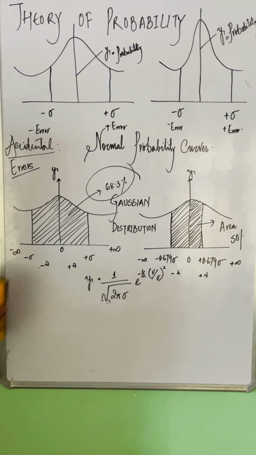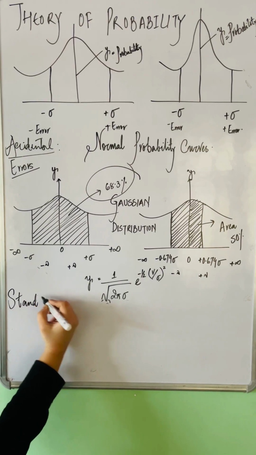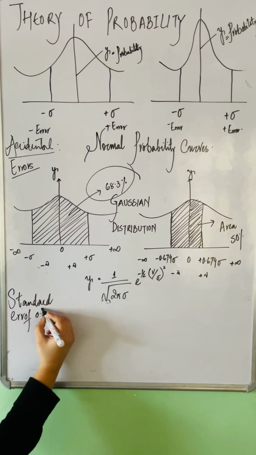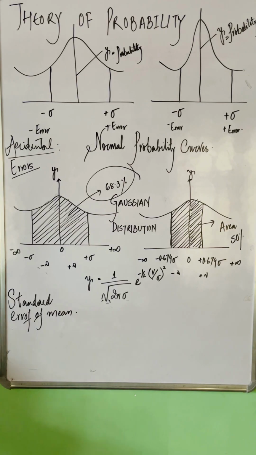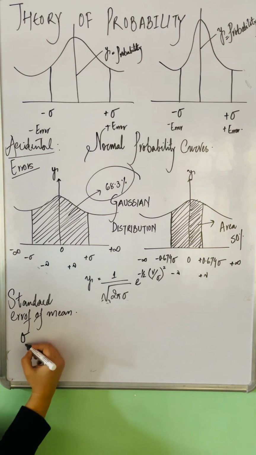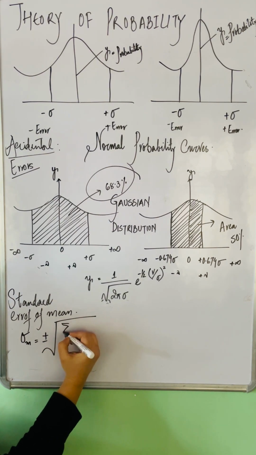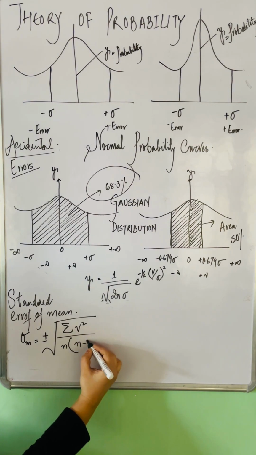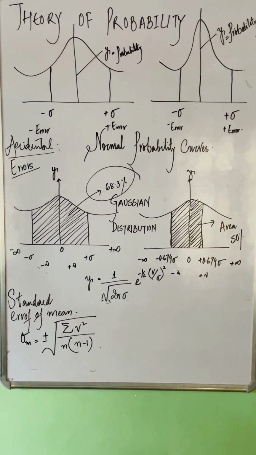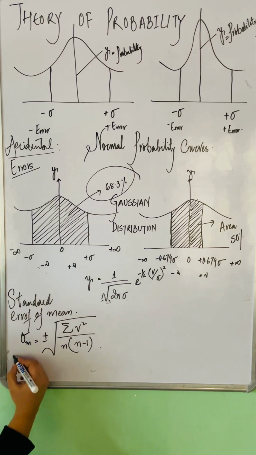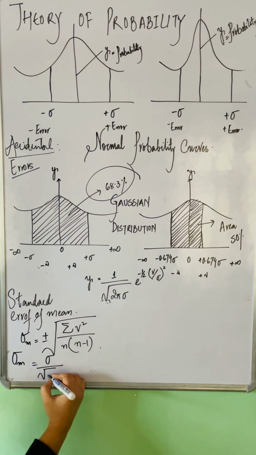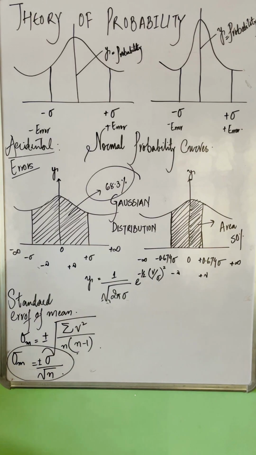Next one, standard error of the mean. Standard error of the mean is equal to plus minus the square root of summation of V squared divided by n into n minus 1, where V is our residual and n is the number of measurements. And sigma n is equal to sigma divided by root n. This formula should also be noted by the students.